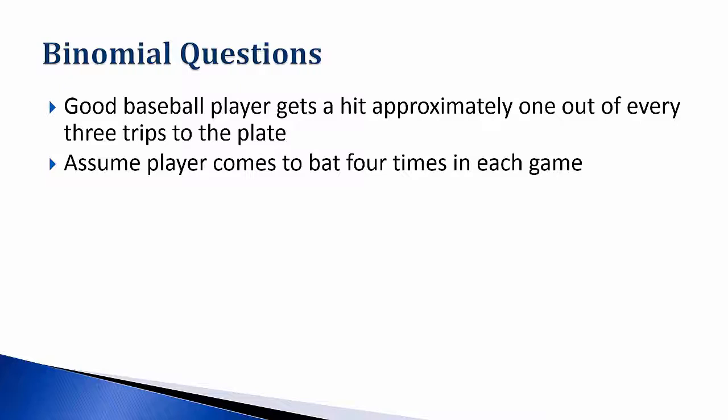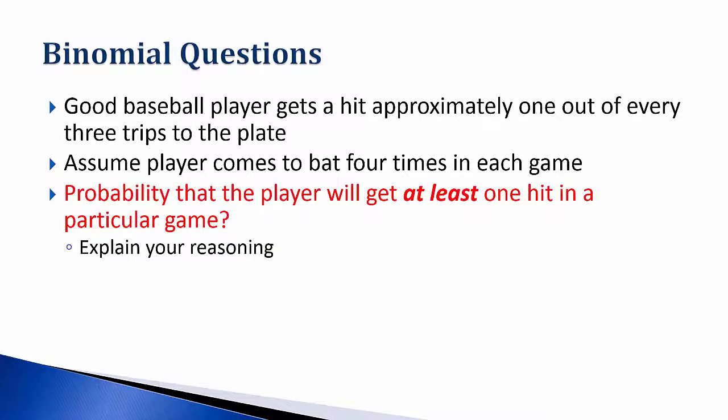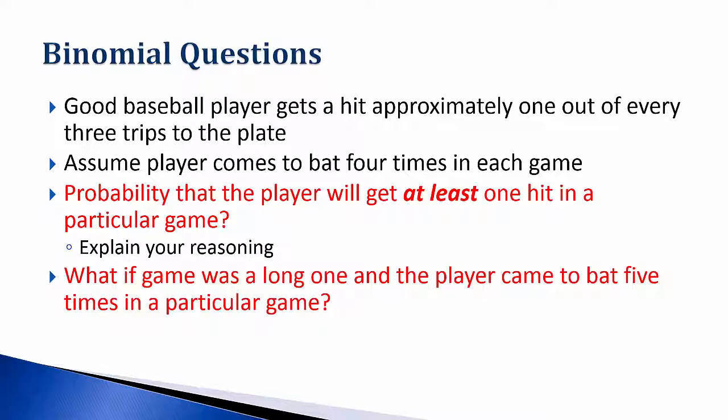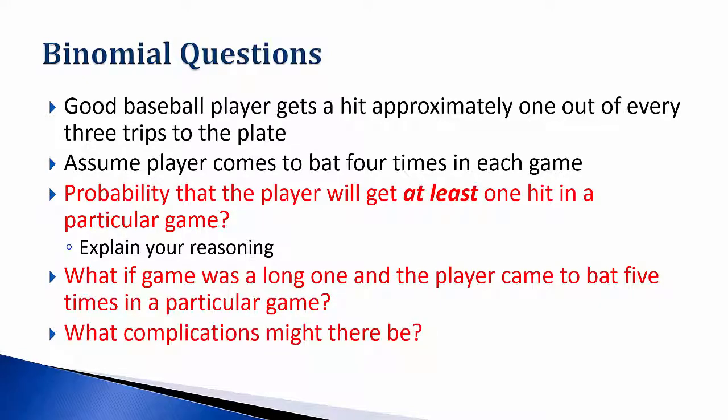Some questions to ponder. A player is successful 1 out of 3 times on average and has 4 trials. What is the probability of at least one success? Why is that the case? What if there were 5 trials? What complications might arise?